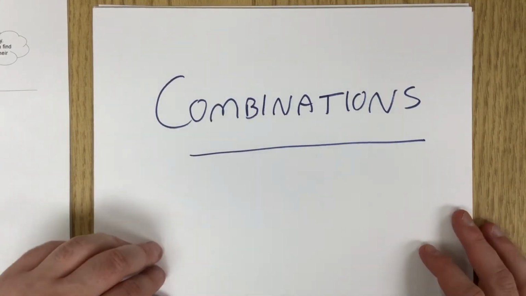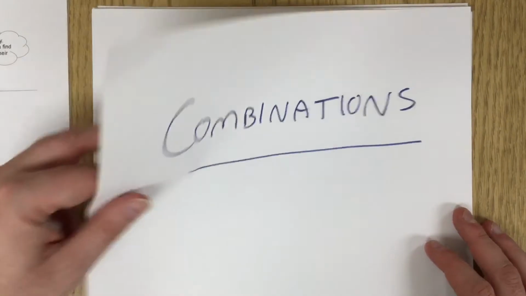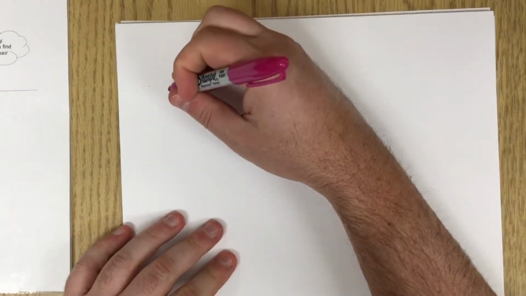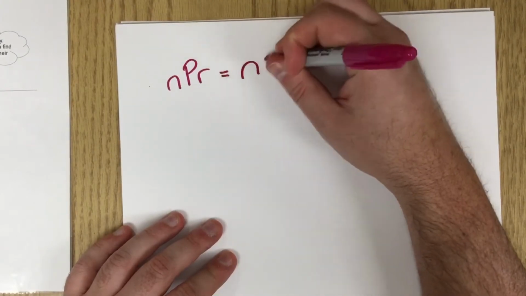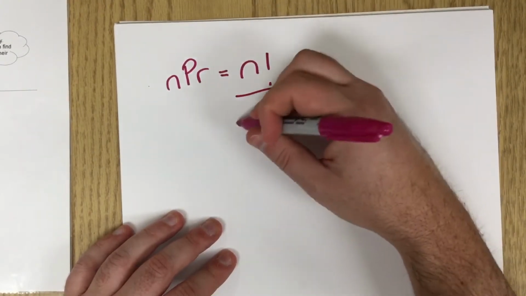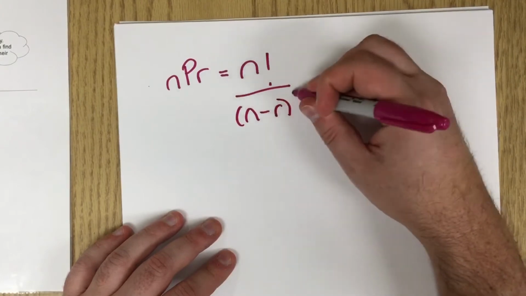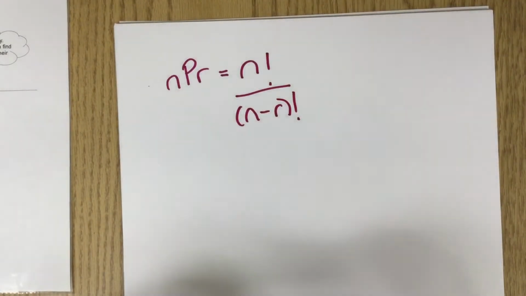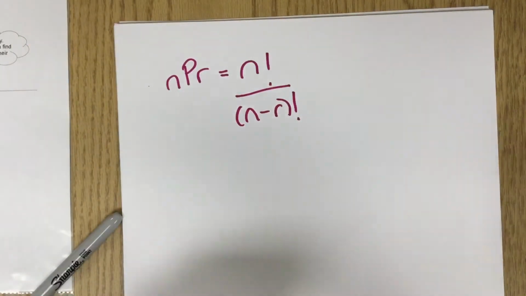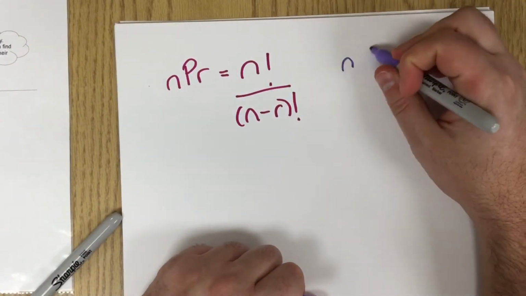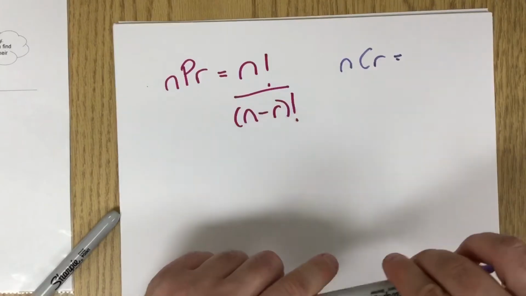Okay, so now we're going to discuss combinations. Just as a quick review, we had permutations, which were nPr. And the formula for nPr was n factorial over n minus r factorial. So now we're going to have a new formula. It's going to be nCr instead of nPr.